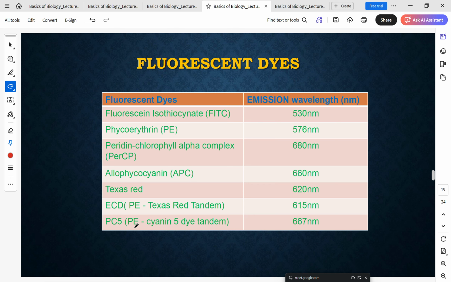So you can have different kinds of dyes, and all of these dyes will have different emission and excitation wavelengths. Some of these dyes are very close by, so you can use alternate channels if you don't have that specific channel in your system.